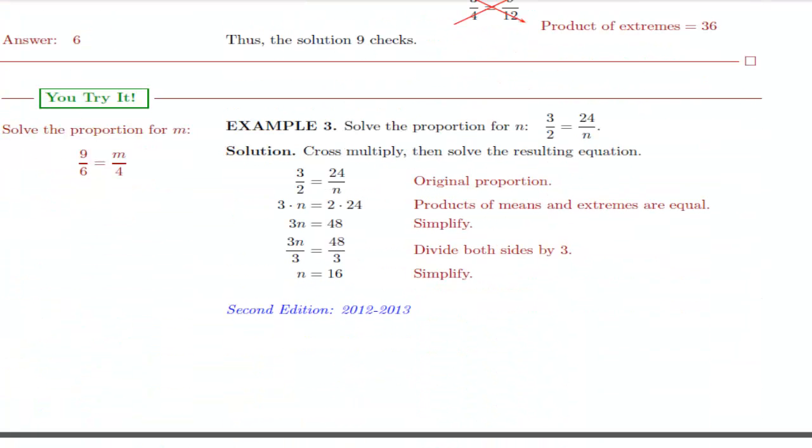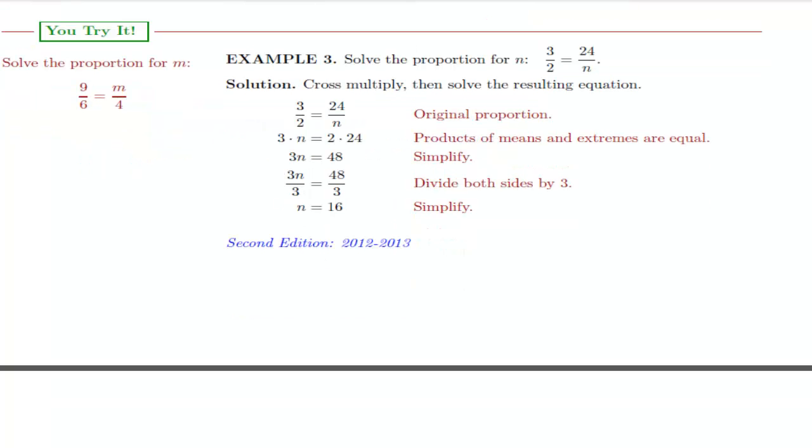Example 3. Solve the proportion for n. 3 over 2 equals 24 over n. Solution. Cross multiply, then solve the resulting equation. So if we cross multiply, on the left we get the product of 3 and n, and on the right the product of 2 and 24. So on the left we have 3n, and on the right we have 48. If we divide both sides by 3, we'll get n by itself.